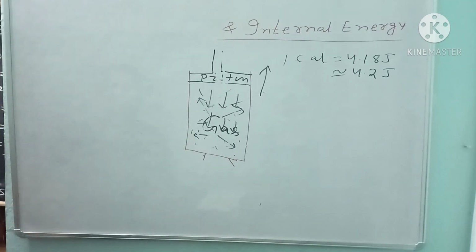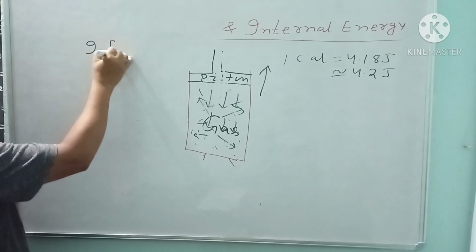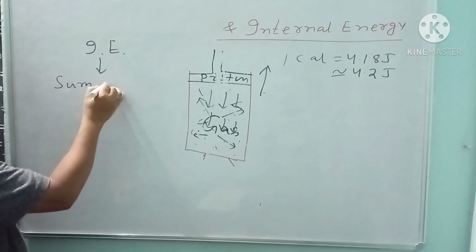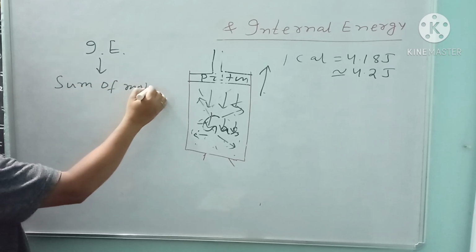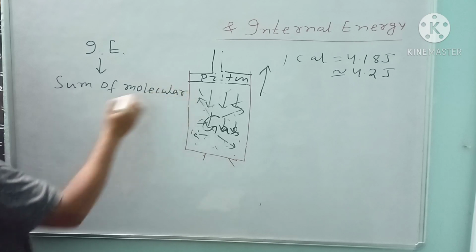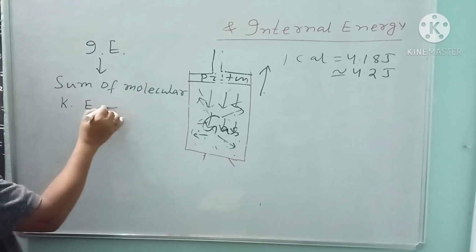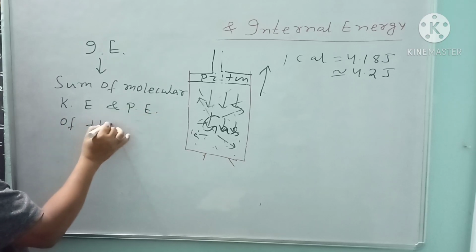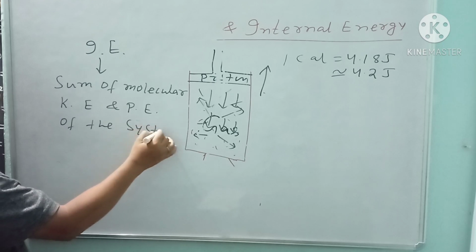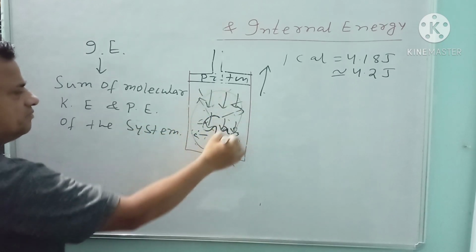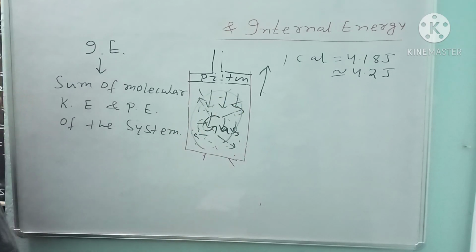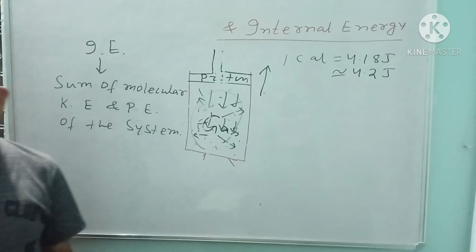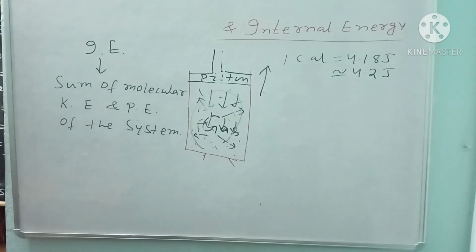This internal energy is the sum of molecular kinetic energy and potential energy of the system. This is the system. This gas is the system. So since gas molecules are in random motion, they have kinetic energy.